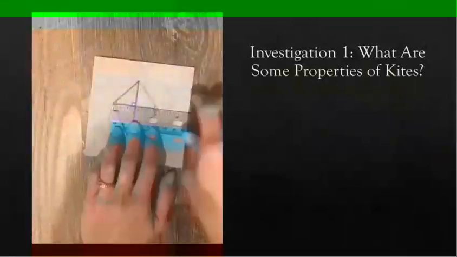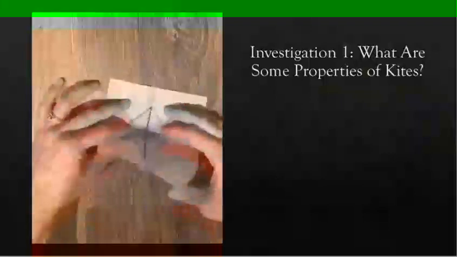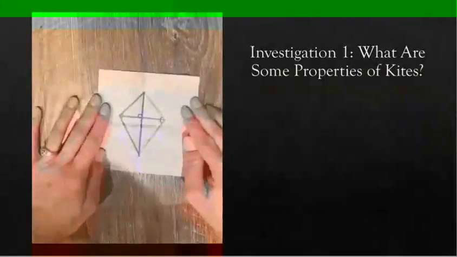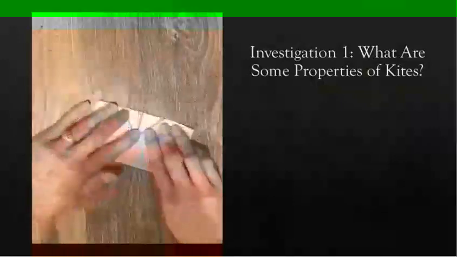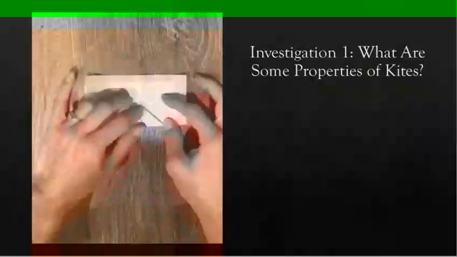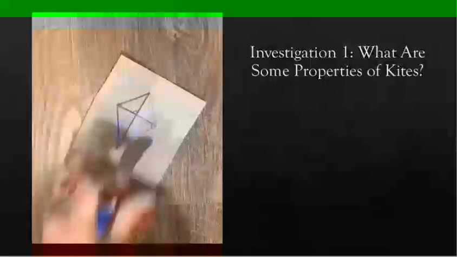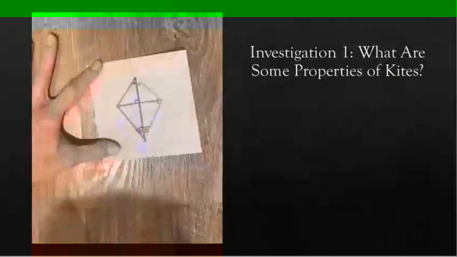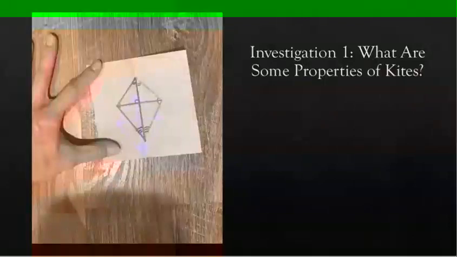What about measuring the diagonals? Well, that one's bisected, but that taller one, that's not bisected by the other diagonal. But we can tell that that diagonal does bisect the vertex angles. So what are some conjectures that we can draw from all of this?